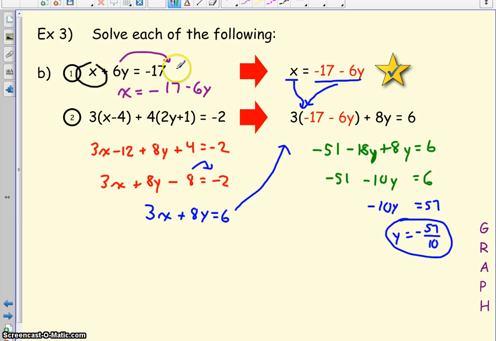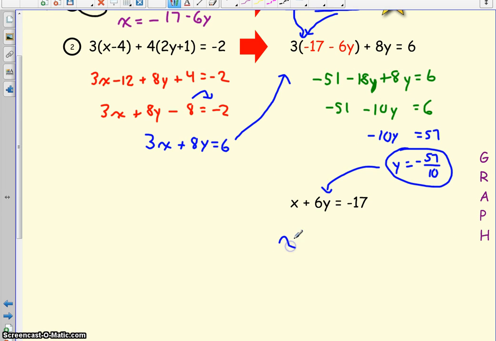So x plus 6y equals negative 17. Let's use that one. Substitute the y value in there. So x plus 6 times negative 57 over 10 equals negative 17. Again, it's just a matter of simplifying and isolating for x.